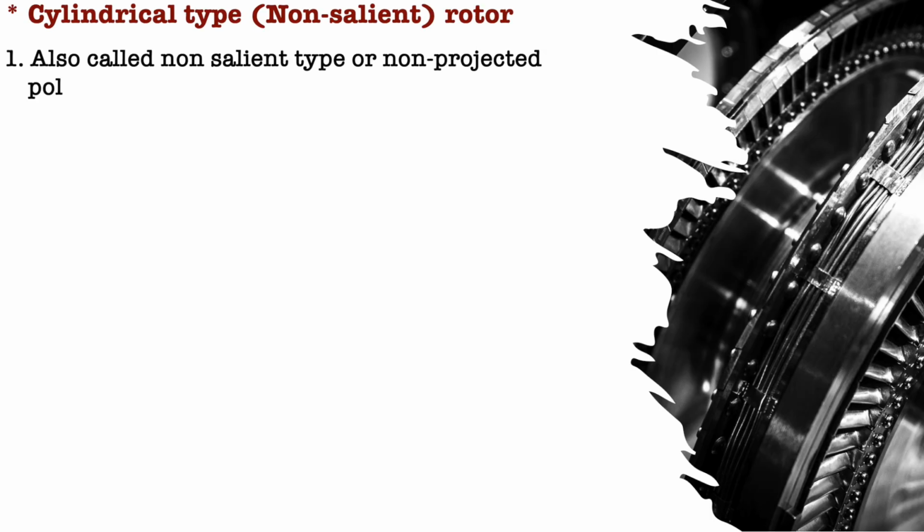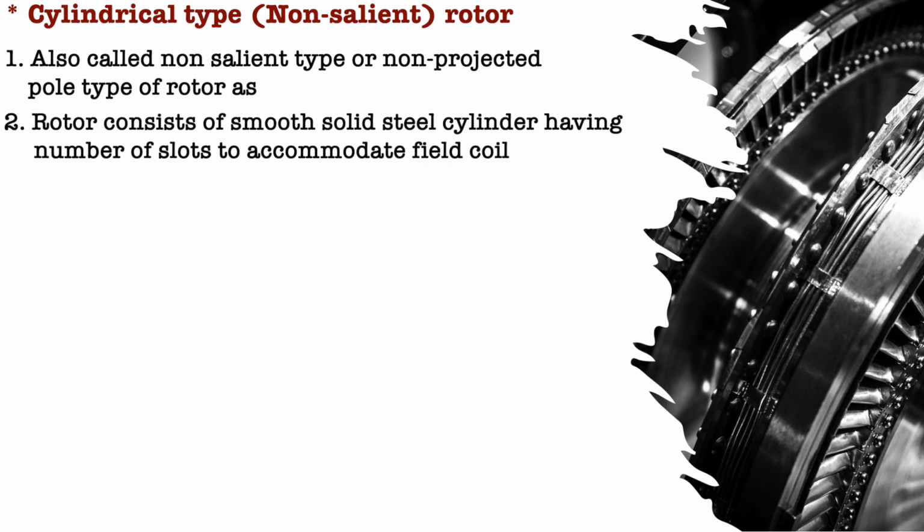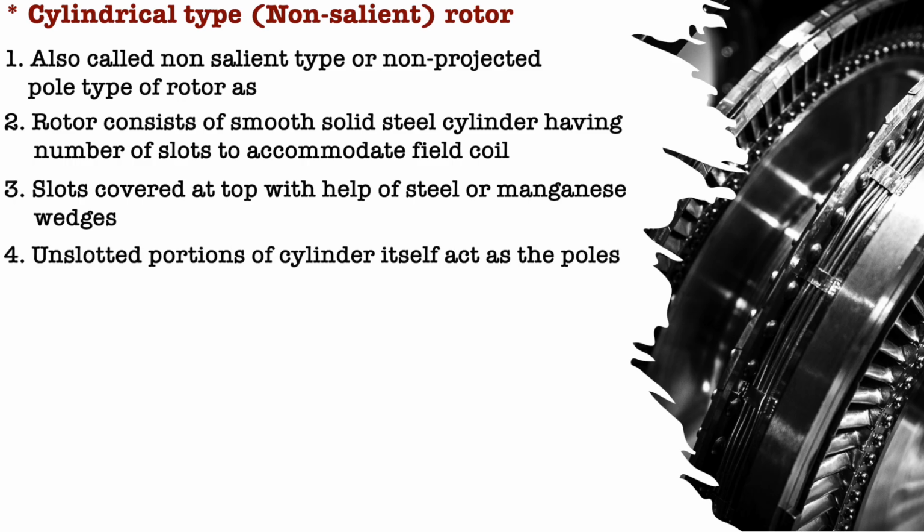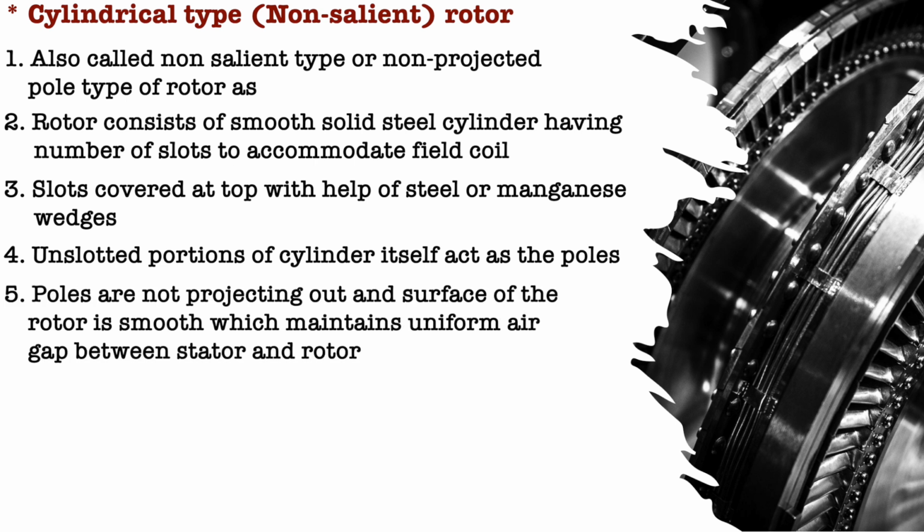Now let us see the cylindrical type or the non-salient pole type. The cylindrical type is also known as the non-projected pole type of rotor. The rotor consists of a smooth solid steel cylinder having a number of slots to accommodate the field coil. The slots are covered at the top with the help of steel or manganese wedges. The unslotted portions of the cylinder itself act as the poles. The poles are not projecting out and the surface of the rotor is smooth, which maintains a uniform air gap between the stator and the rotor.